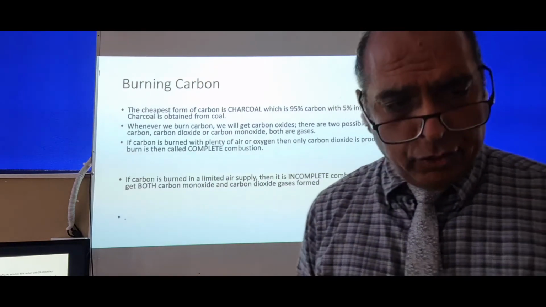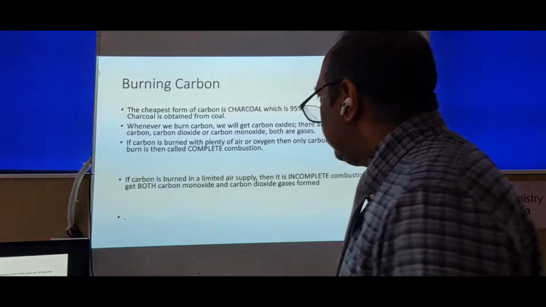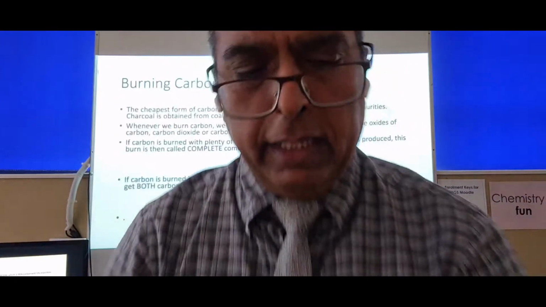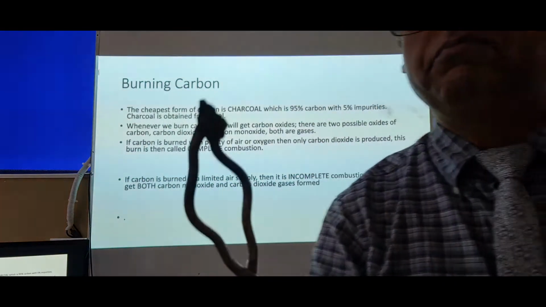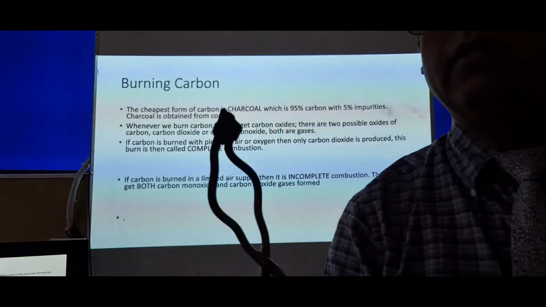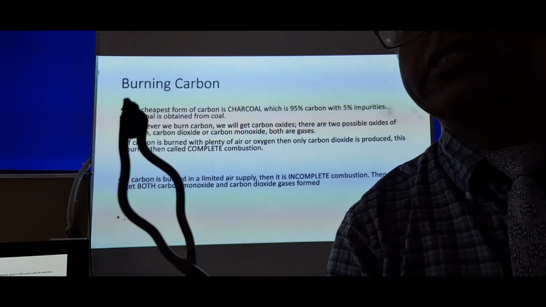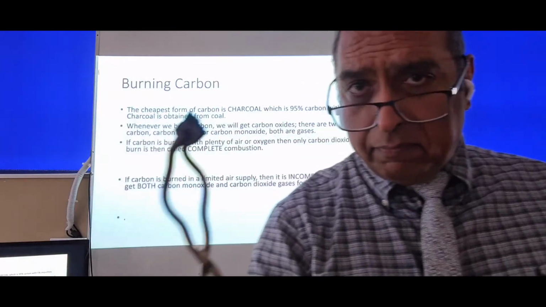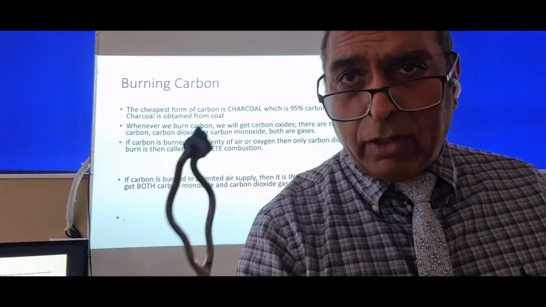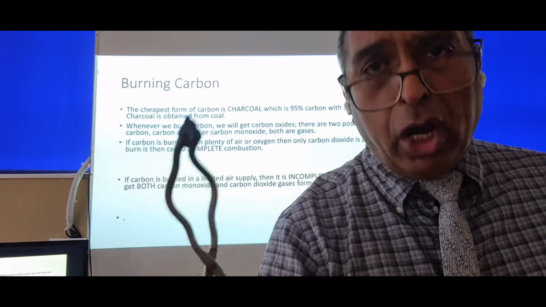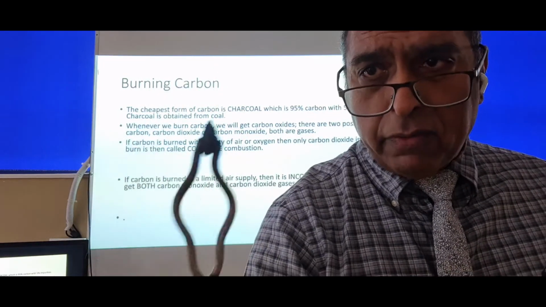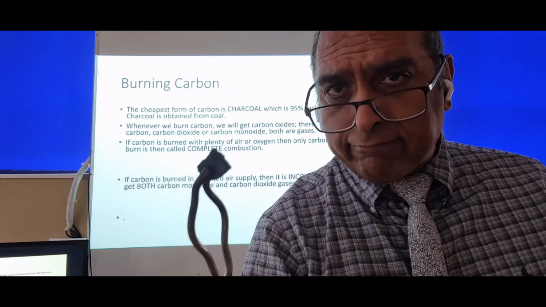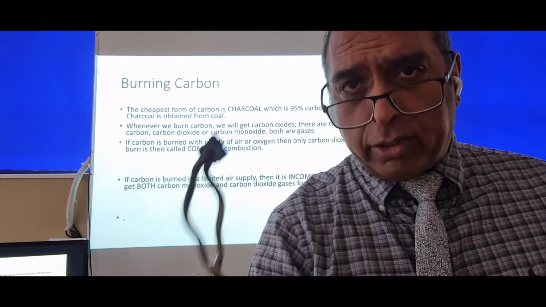Right, so let's talk about burning carbon. Well, the cheapest form of carbon we have is this thing here. I don't know if you can see that in the dark room. This is graphite. Sorry, it's not. We didn't have many lumps of graphite. So this is charcoal. Charcoal that I've got here is like 95% carbon. So the cheapest form of carbon is charcoal.